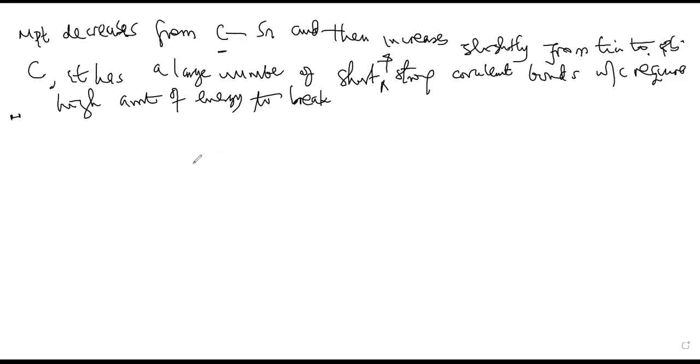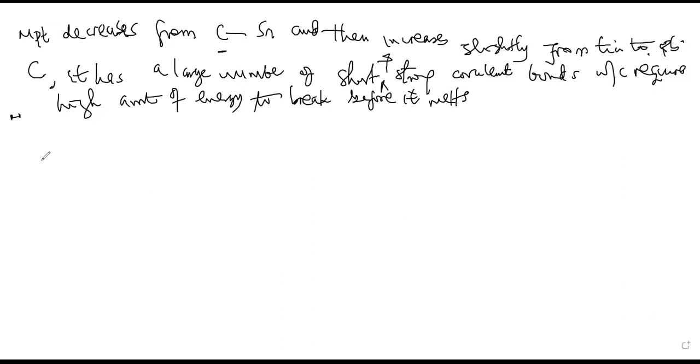It requires a high amount of energy to break, because before melting takes place, the bonds must first be broken. So it requires a high amount of energy to break before it melts. That is it. But you know, from carbon to germanium, there is a sharp decrease. From carbon to germanium, the atomic radius increases.